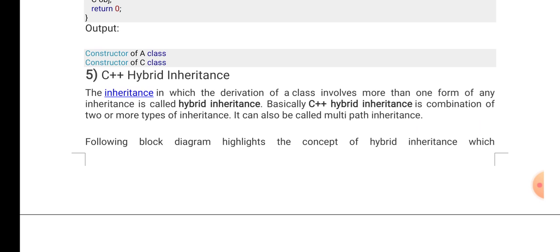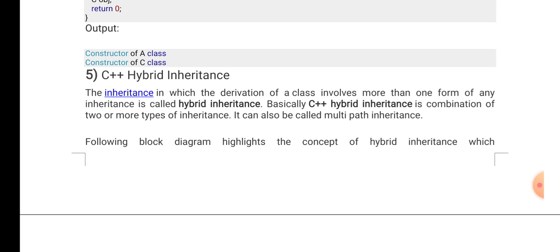And finally, C++ hybrid inheritance. The inheritance in which the derivation of a class involves more than one form of inheritance is called hybrid inheritance. So if two or more different types of inheritance mechanisms are used to derive a particular class, it is called hybrid inheritance. Basically, C++ hybrid inheritance is a combination of two or more types of inheritance. It can also be called multi-path inheritance.